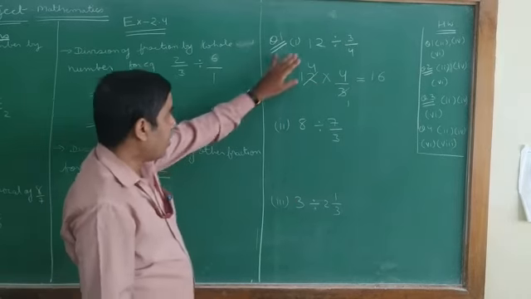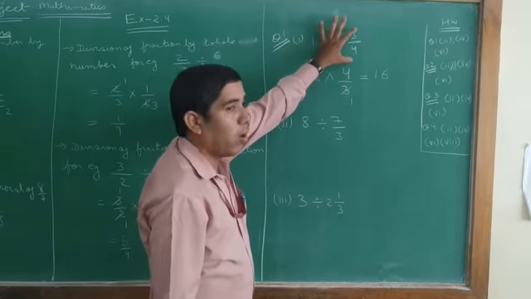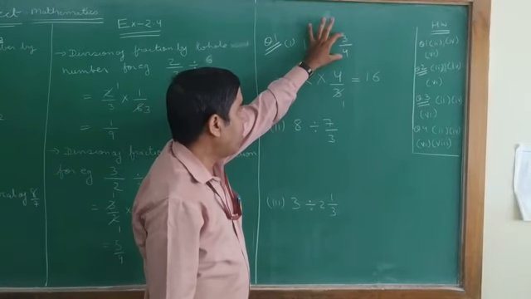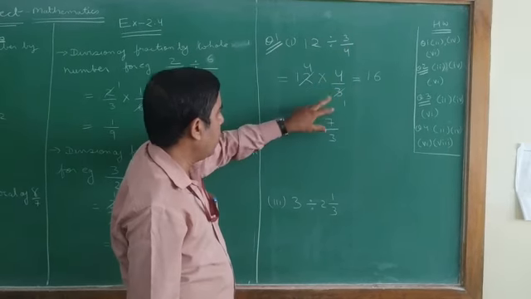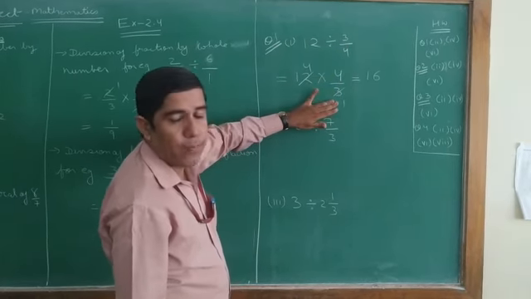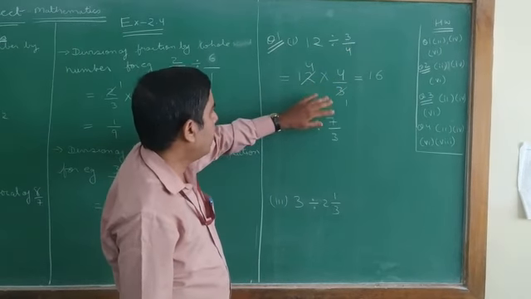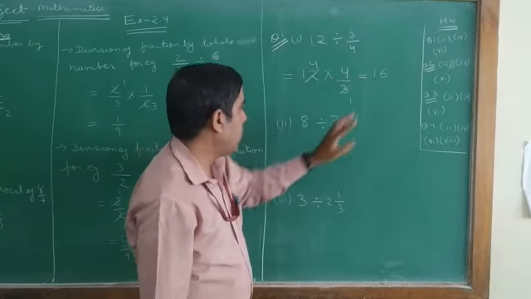I am repeating once again, 12 divided by 3 by 4. I will take the reciprocal of the second number, that is 3 by 4, the second fraction. The reciprocal of 3 by 4 is 4 by 3. Now cancellation always happens up to down or down to up. So you can see 3 ones are 3, 3 fours are 12, 4 fours are 16.